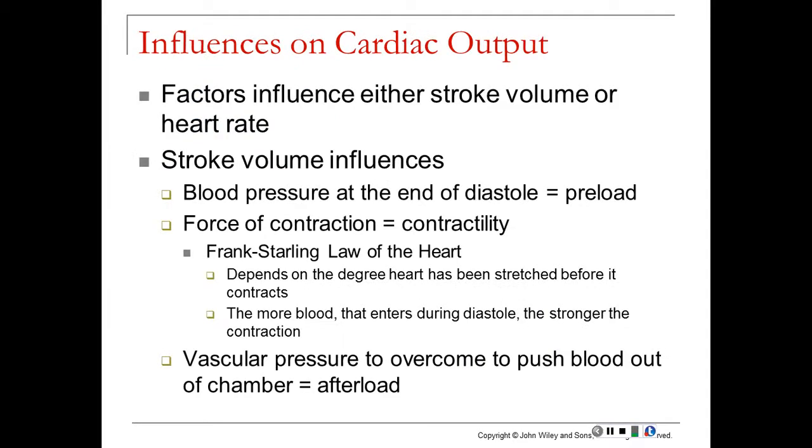There are some various factors that influence stroke volume or heart rate. Some things that influence stroke volume include blood pressure, specifically the blood pressure at the end of diastole, so at the end of relaxation. That's called the preload. The force of contraction is also known as the contractility. It's dictated by what's called the Frank-Starling law of the heart, and this is ultimately going to depend on the degree that the heart has been stretched before it contracts. So the more blood entering during that resting period of diastole, the stronger the contraction is going to be.